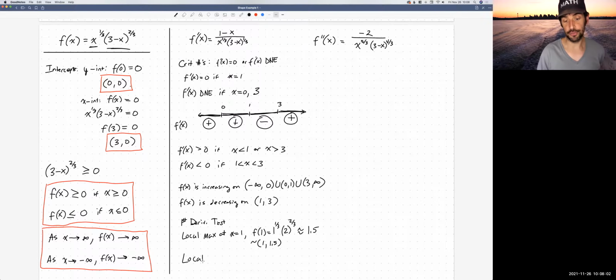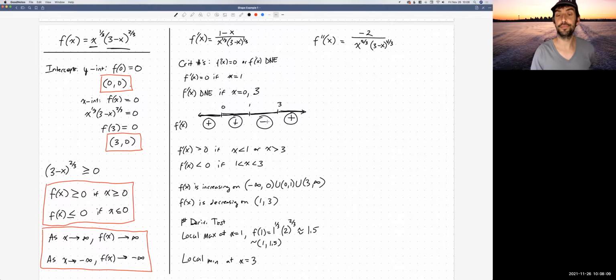And then we've also got a local min at x equals 3, where our derivative goes from negative to positive. It's decreasing and then increasing.